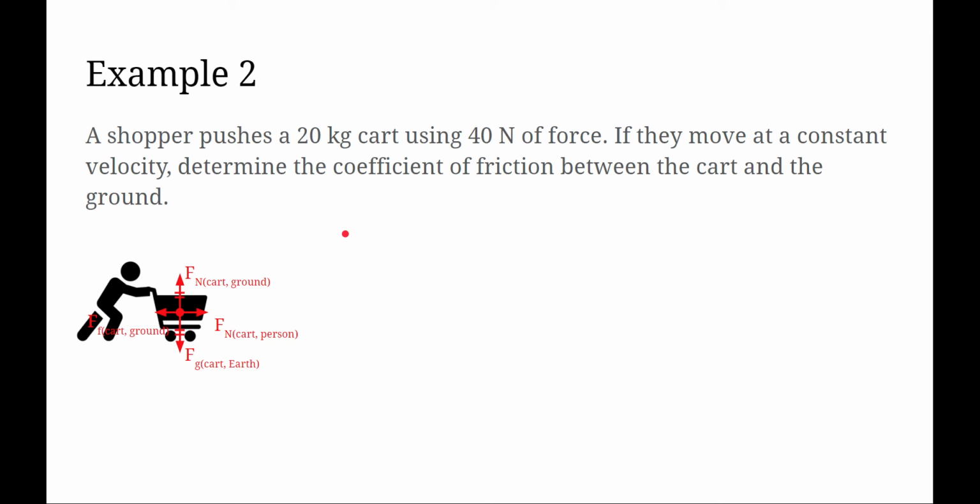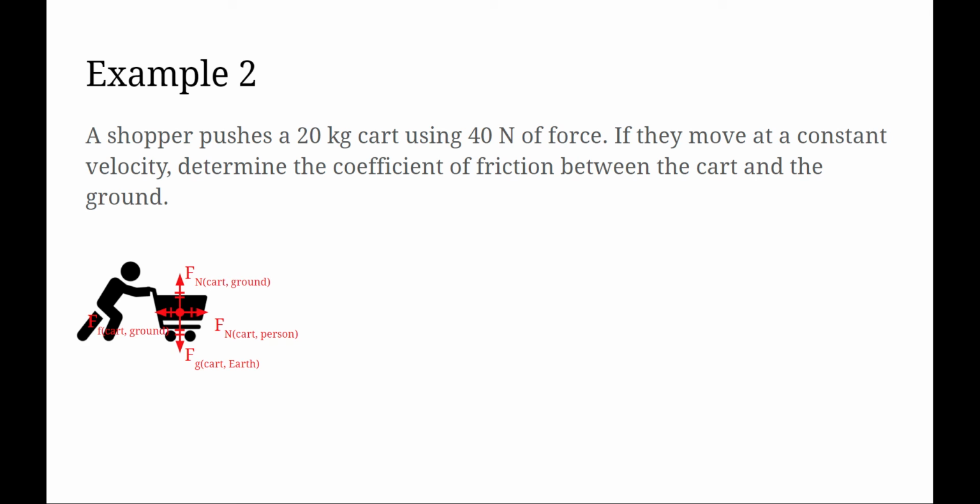So we know that the force of gravity and the normal force are going to be equal to one another because it's not accelerating in the vertical direction. This is usually going to be the case, that force of gravity is equal to normal force, whenever we have horizontal motion.